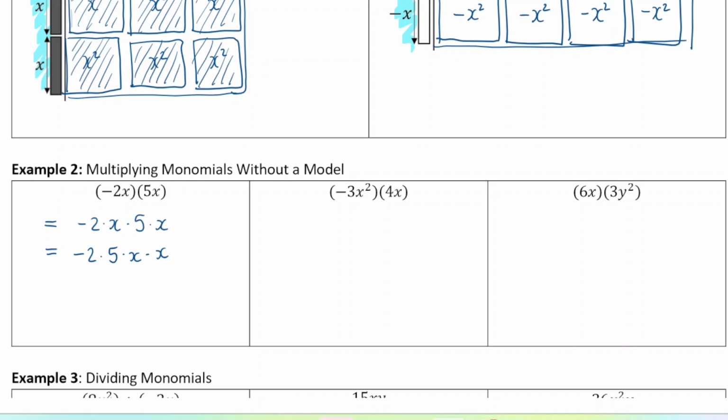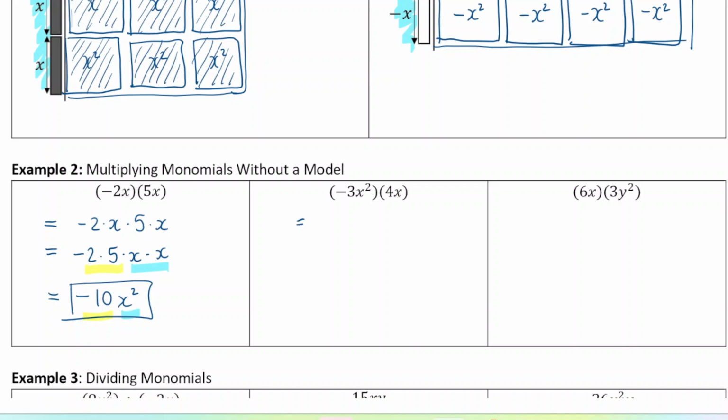Okay, so what we're going to do is just multiply negative 2 times 5, and we're going to multiply x times x. So the result will be negative 10, and x times x can be represented with x squared. And that's the final answer. Now you don't have to do all those steps every single time, but it is nice to visualize the first couple times we do it.